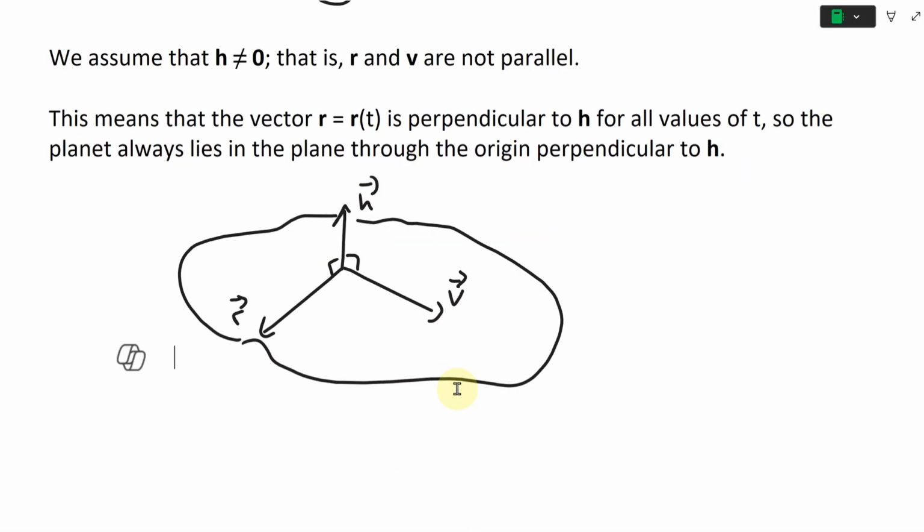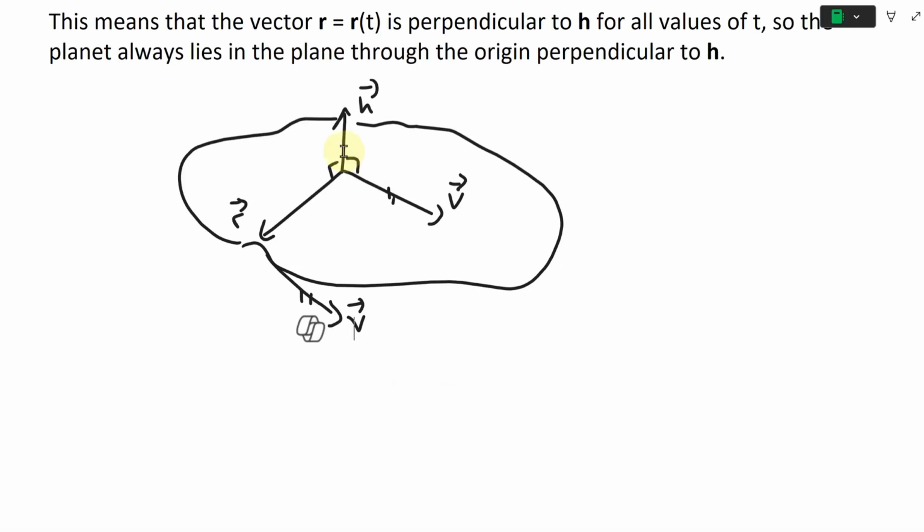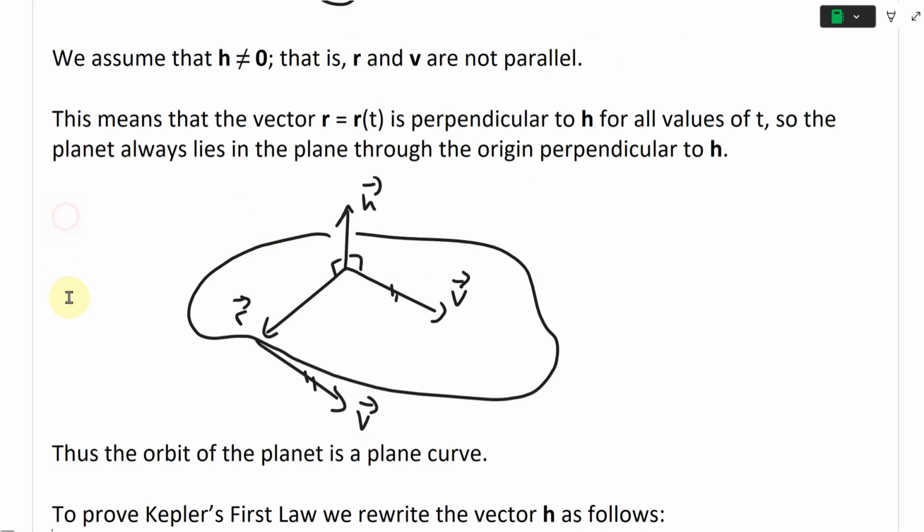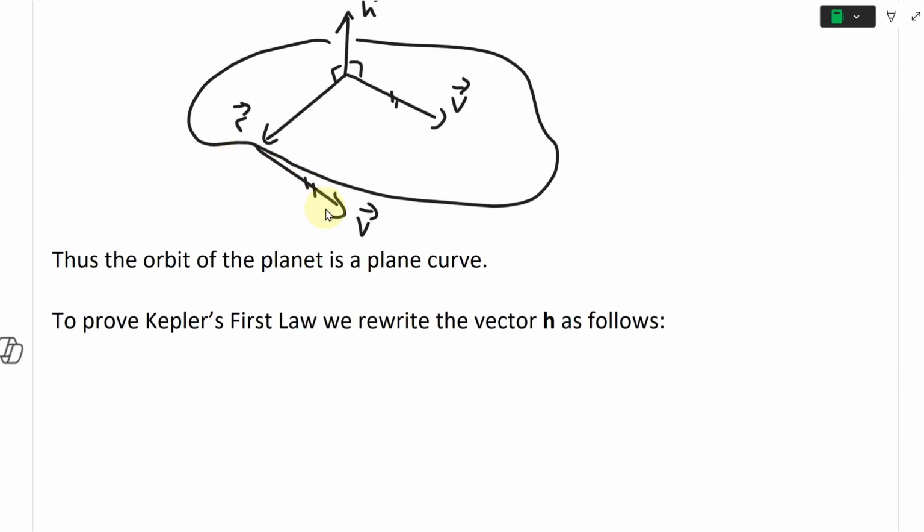Anyways, I'll put v somewhere like this. This is parallel to this, and that's just going to be like that. I just put it like that for the cross product setup. So thus, the orbit of the planet is a plane curve, and here I just fixed up the velocity vector a bit better.